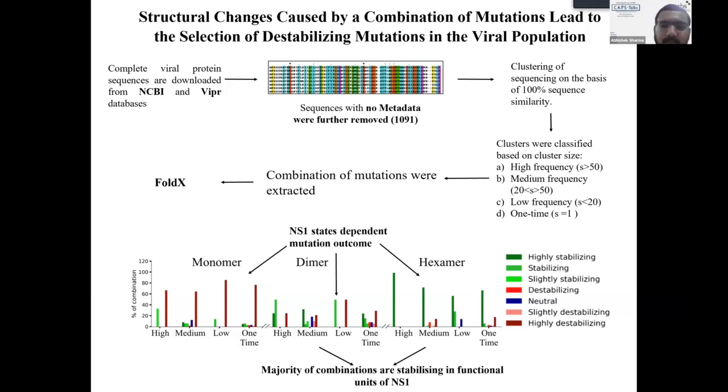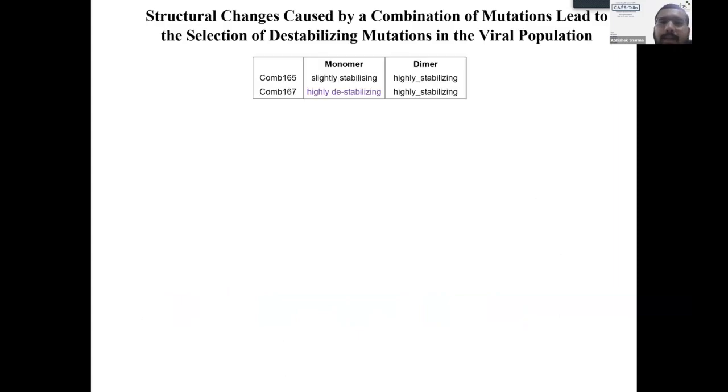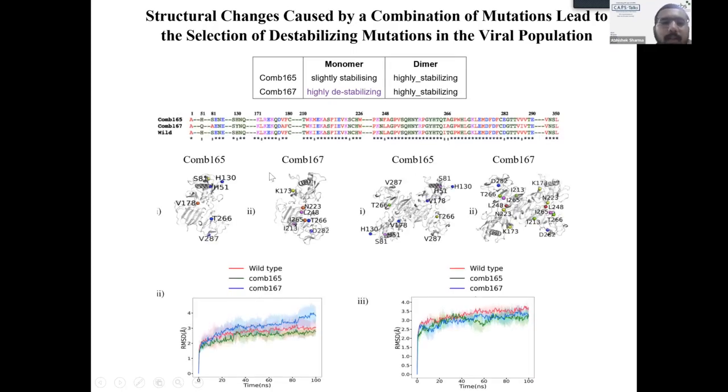Now, to study it in great detail, we took out the two clusters which have the highest frequency, 165 and 167. You can see that combination 167 is highly destabilizing in the monomer, and it gets converted into highly stabilizing in the case of the dimer. So to study it, firstly, we created those mutations. We subjected them to MD simulation runs. These runs were done in triplicate.